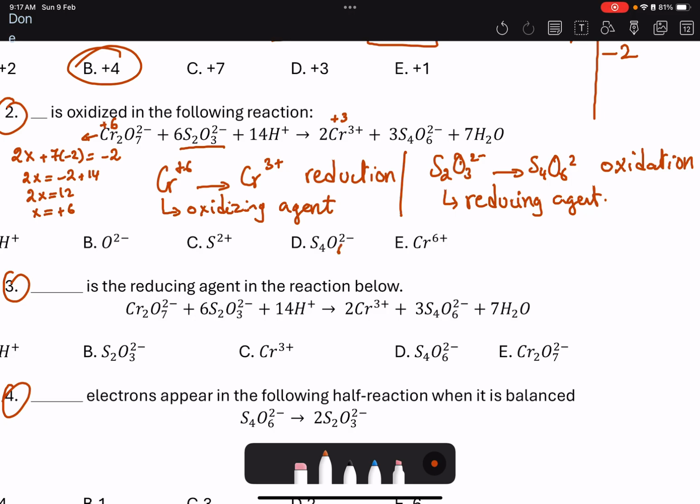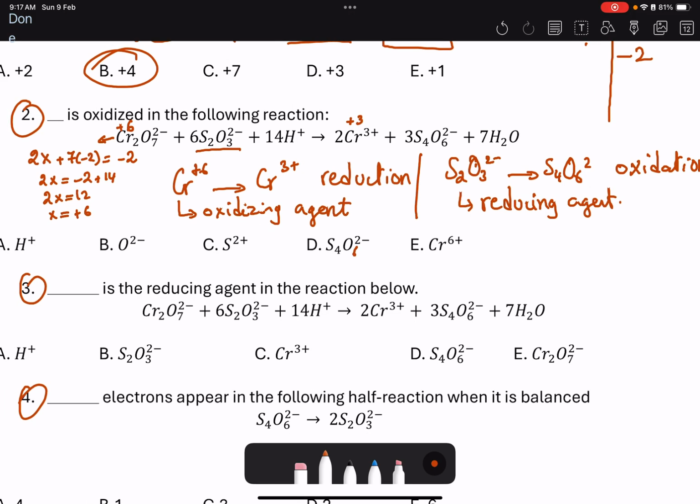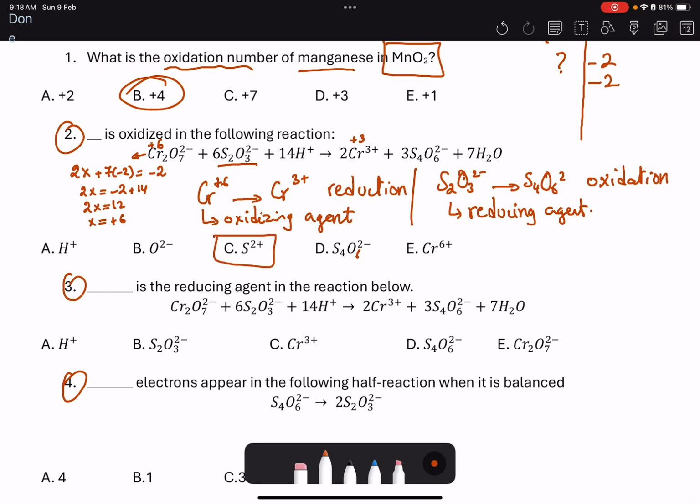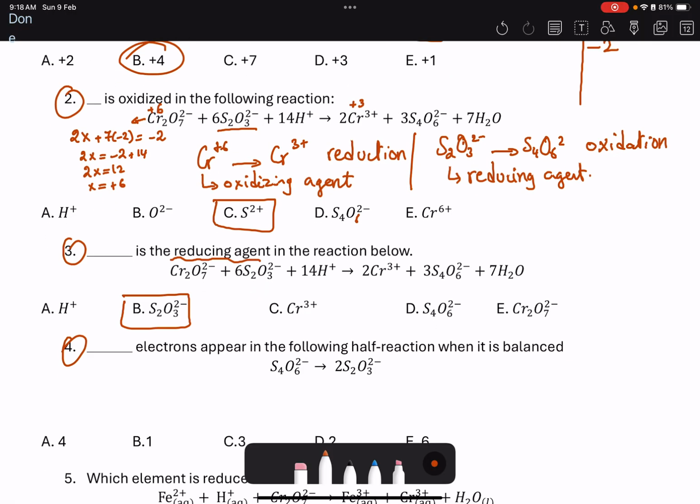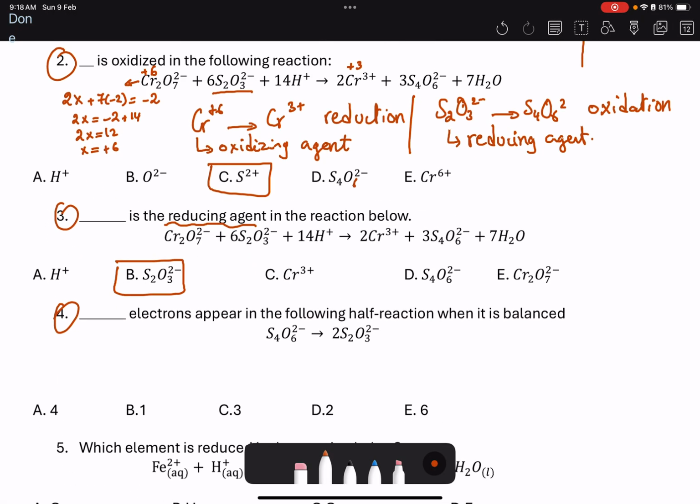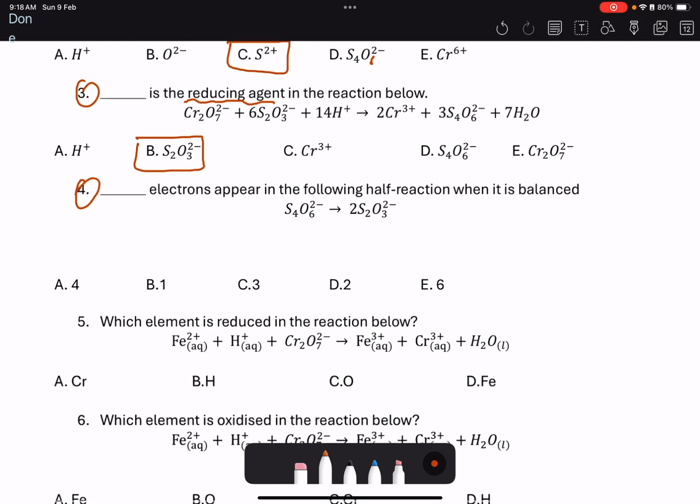Which one is oxidized? This one got oxidized. Which one is the reducing agent? This is the reducing agent, S2O3 2-. And the third question, in case they ask about the oxidizing agent, we can also say that Cr2O7 2- is the oxidizing agent. But it's not given here, the question.